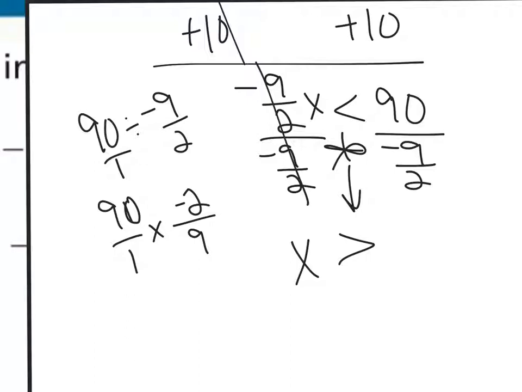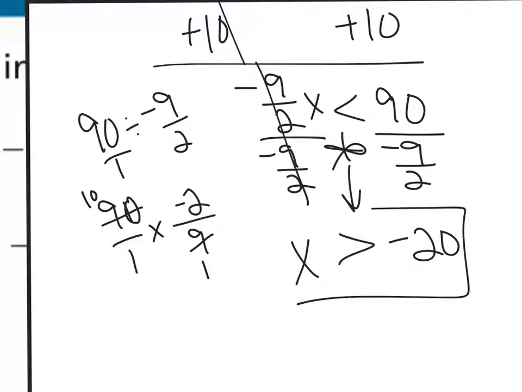And then if you wanted to, since you're multiplying fractions, you have an option of reducing these if you'd like. Or you can just multiply across, you'll get negative 180 over 9 and then divide that out and you'll get the same thing, which would be negative 20. So x is greater than negative 20, and then they didn't ask us to graph this. If they did, it would be an open circle at negative 20 going towards the right.